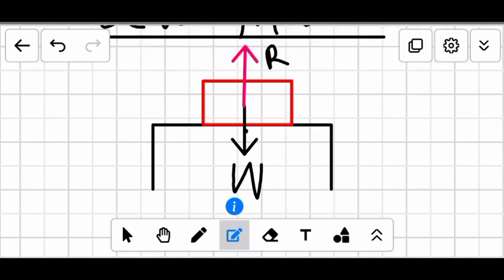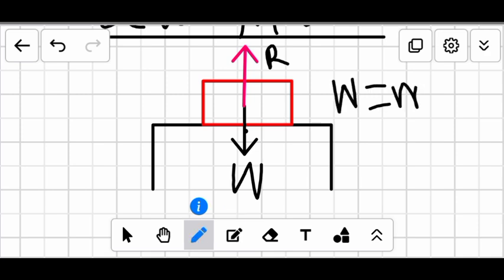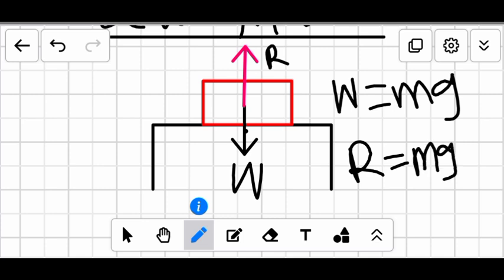Now we must understand that the weight of a body W is equal to the mass of the body times acceleration due to gravity. Which means the normal reaction is also mass times acceleration due to gravity.